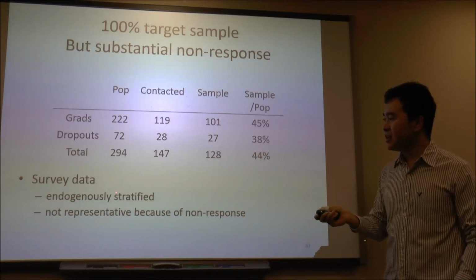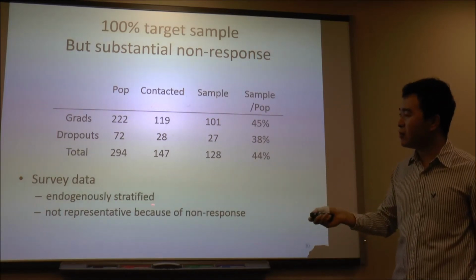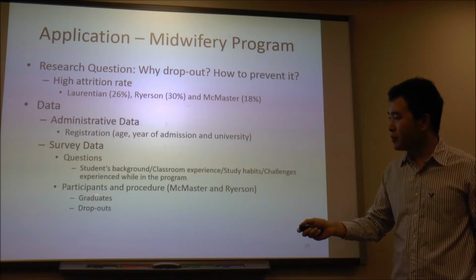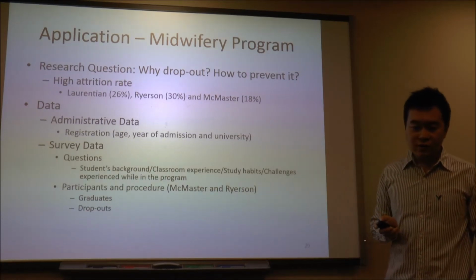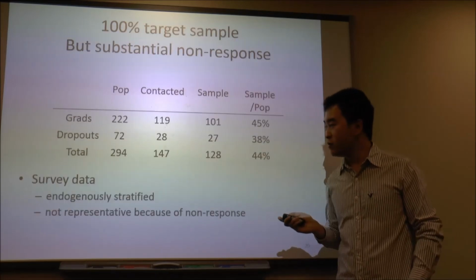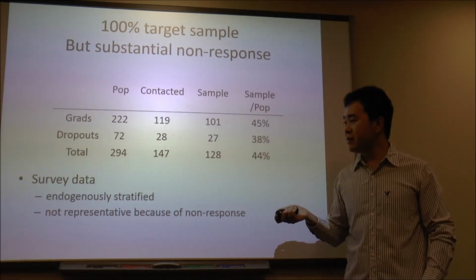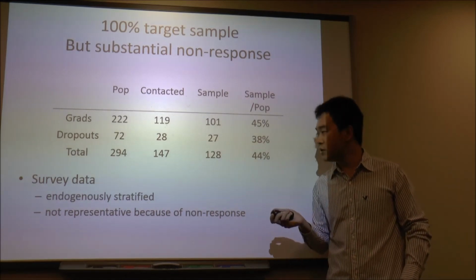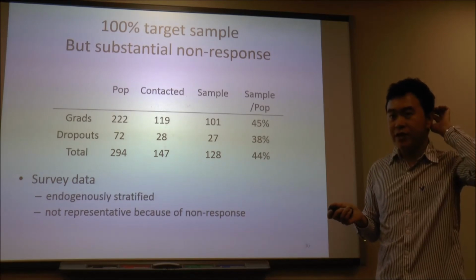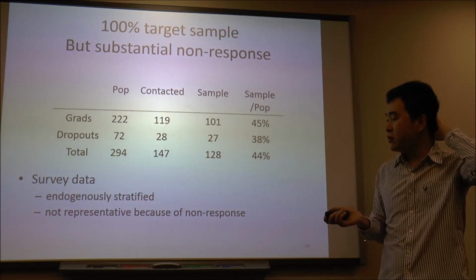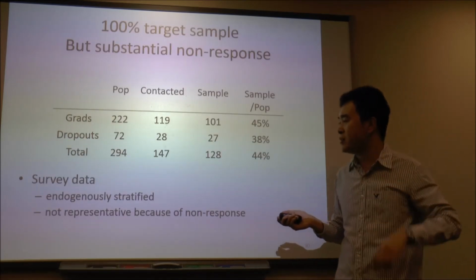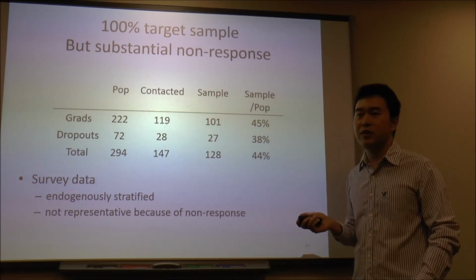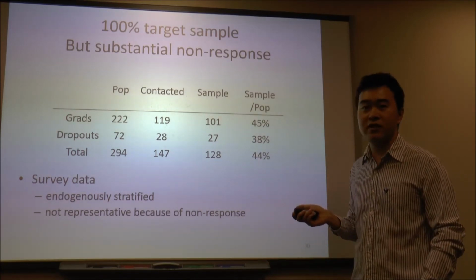Why is that? Because it's a pure example of endogenous stratified sampling. These two groups of people, the grads and dropouts, were surveyed through very different channels. Those grads were sent an email by the Ontario Association of Midwifery. For those who practice, the majority of grads practice as midwives, so it's very unlikely they didn't receive the email. So they are easy to locate.